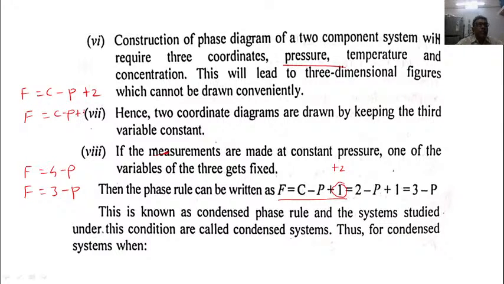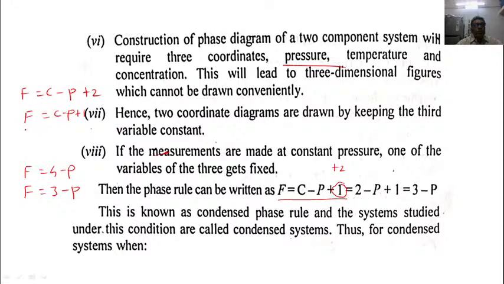So in place of this 2, we have to take 1 here. So we have to change the rule, and many times we are changing the rule. To achieve something, we have to change the rule. So F is equal to C minus P plus 1.